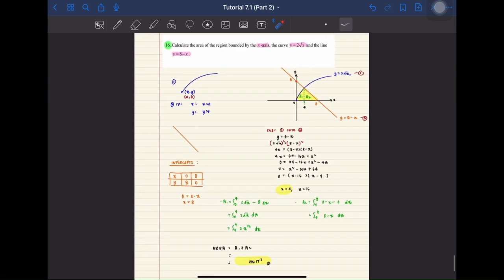Okay, so dah habis tutorial 7.1. So untuk kelas face to face kita, saya akan masuk terus 7.2 which is volume. And untuk kita habiskan syllabus.